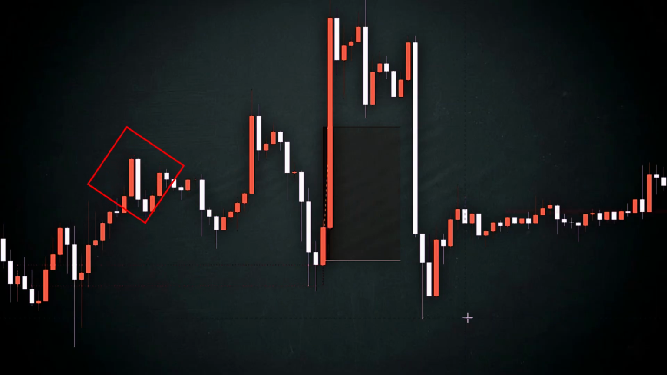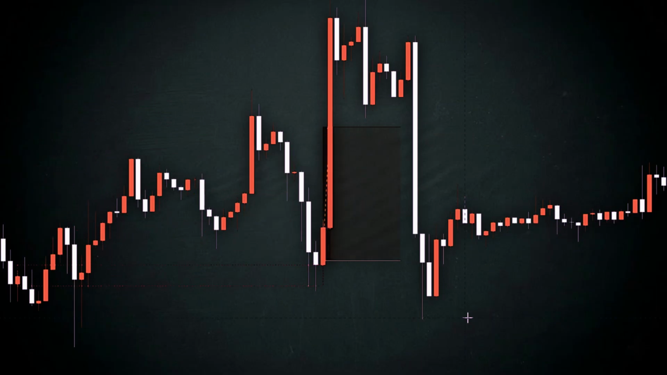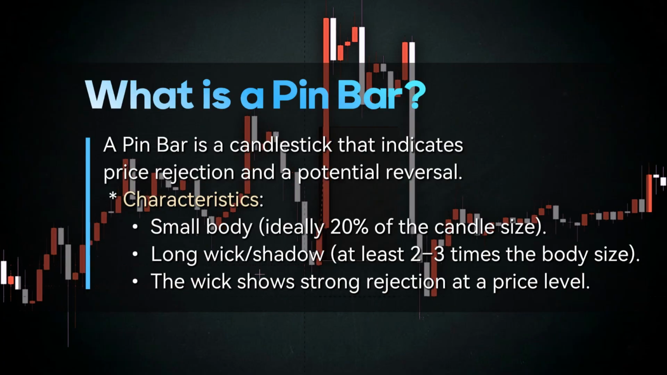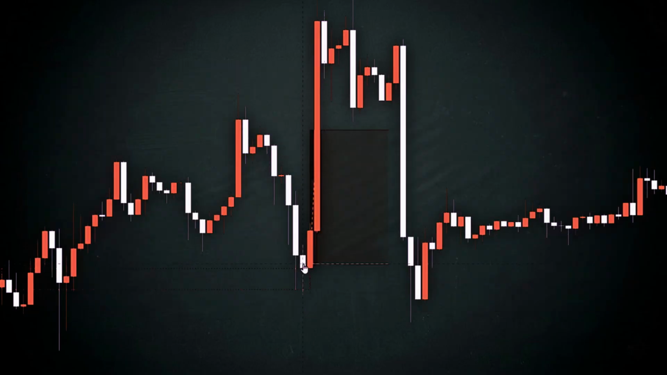Section 1. Anatomy of a pin bar. Understanding the shape. Simply put, a pin bar is a reversal candlestick pattern, and it's defined by a very small body and one extremely long wick on just one side. For a bullish pin bar, you'll see this tiny little body and an incredibly long lower wick. The upper wick, it's either completely non-existent or just barely there.